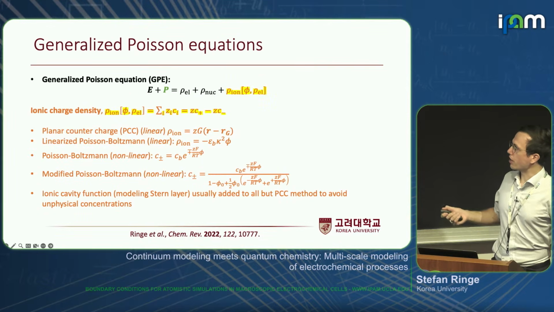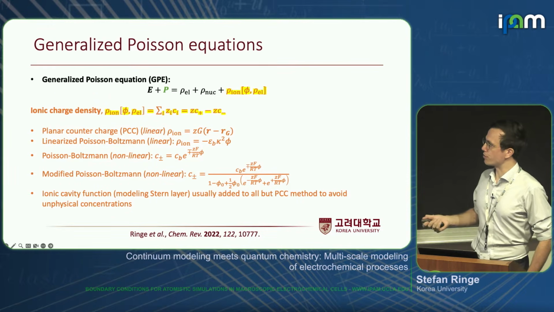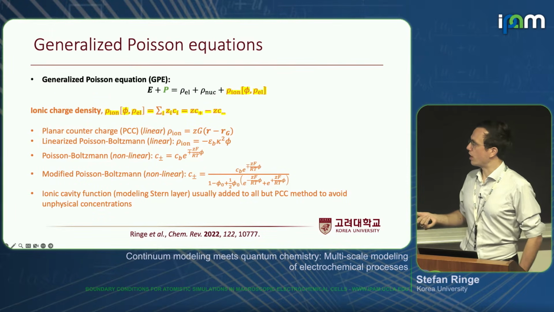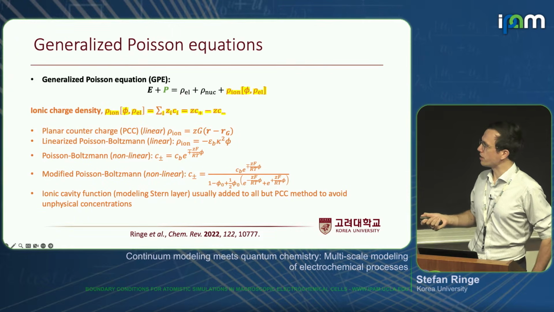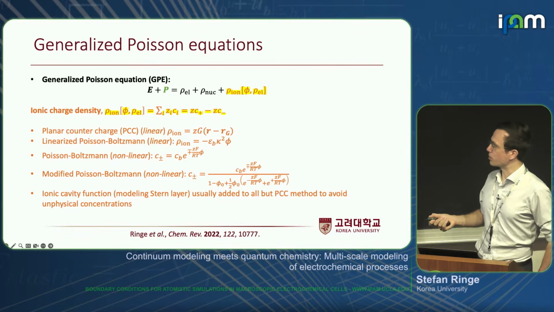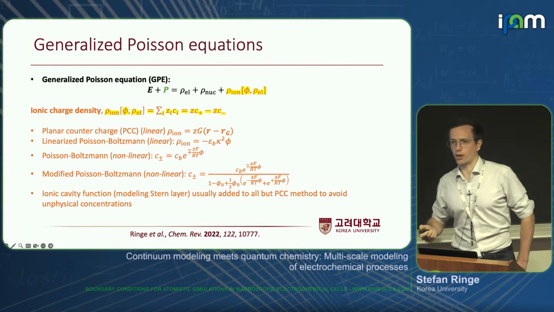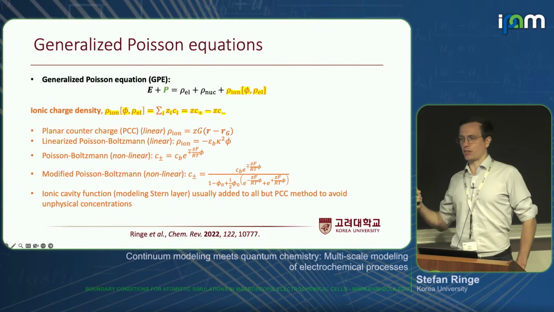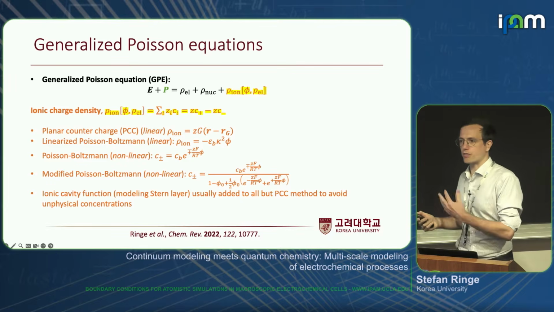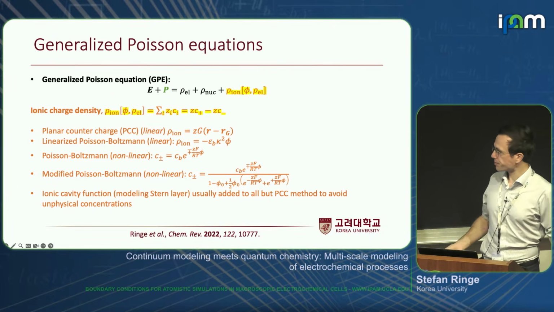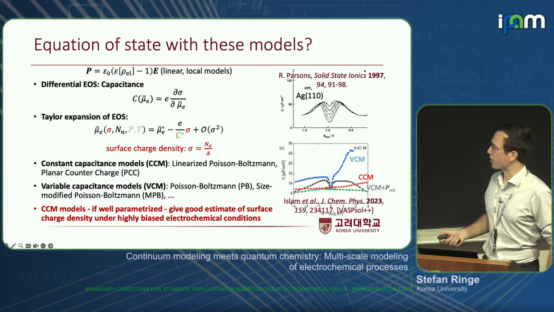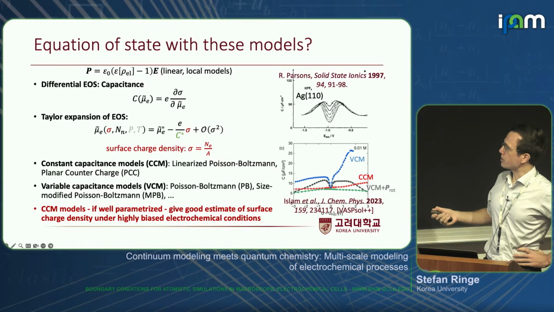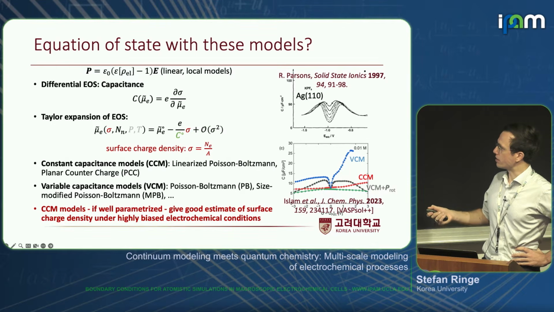Okay, and for the ionic charge density, we can also make different approximations. We can do all kinds of things. We can add a planar countercharge. We can add a linearized Poisson-Boltzmann model, a Poisson-Boltzmann model, modified Poisson-Boltzmann, and so on. So many different levels of theory, which all relate to different choices of free energy functionals. Then the question is, what should we actually use when we do the calculations? Well, in practice, we see the capacitance should look like this, right, this double hump here.